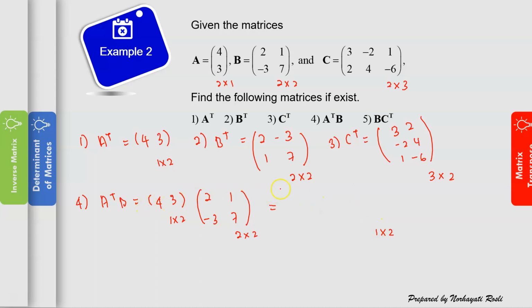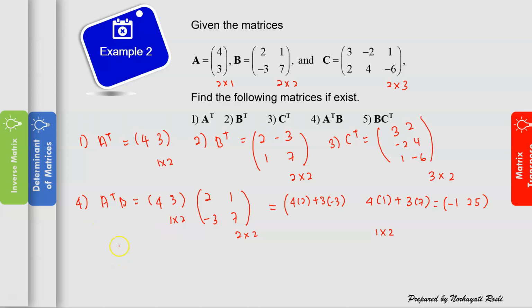So when we multiply these two matrices, we get 4 times 2 plus 3 times negative 3, and then 4 times 1 plus 3 times 7. That is our solution: 8 minus 9, so this is negative 1, and 4 plus 21, which is 25. So this is the solution for number 4.